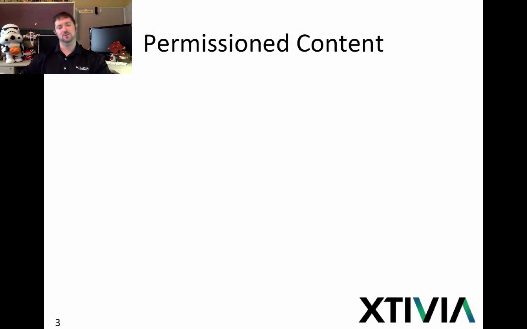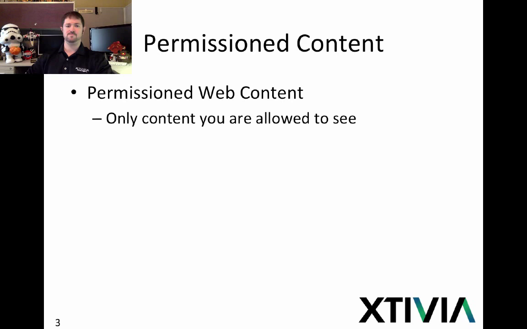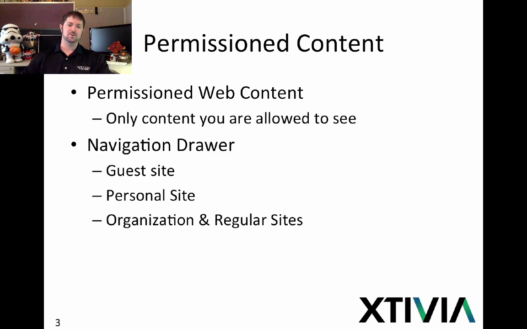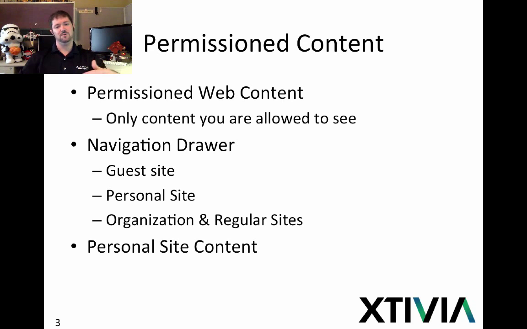The next thing we're going to show is permissioned content. Once a user logs in, there will be more content they're able to see than a guest user. That's their permissioned content. We're also going to show you the navigation drawer where the user can see the guest site, their personal sites, and all the sites and organizations that they're members of. We're also going to show you a little of how personal site content can be used.